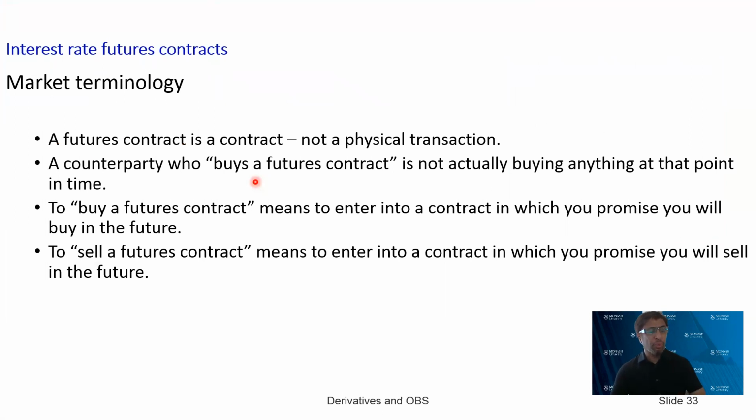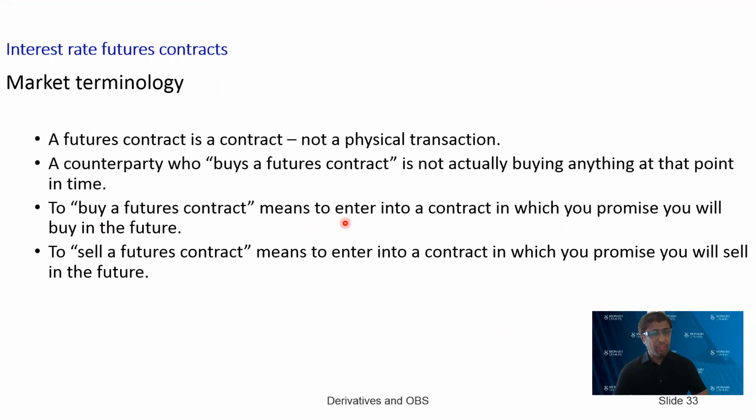Now, let's go to the futures. And let's start with some market terminologies. So the future contract is a contract, not a physical contract. It's like the forward contract, but they settle it when the interest rate changes during the life of the contract. So a counterparty who buys a future contract is not actually buying anything at the point in time. It's just a promise to buy in the future.